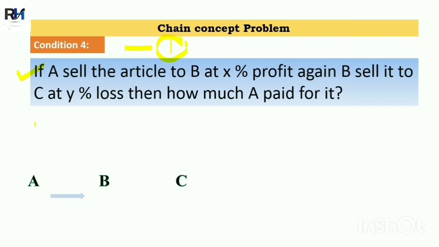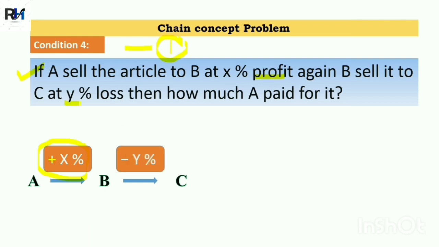How? A sells the article to B. You are seeing in the statement, A sells the article to B at X% profit. Here I have given plus. Plus represents profit. Again, it is given that B sells it to C at Y% loss. We will represent it as Y% loss. Here I have written minus. Minus represents loss. So here is the whole representation of the statement.